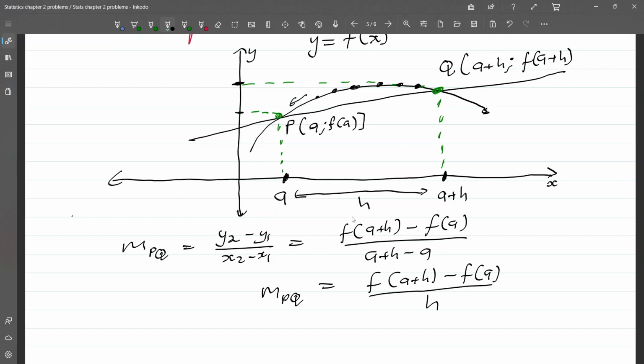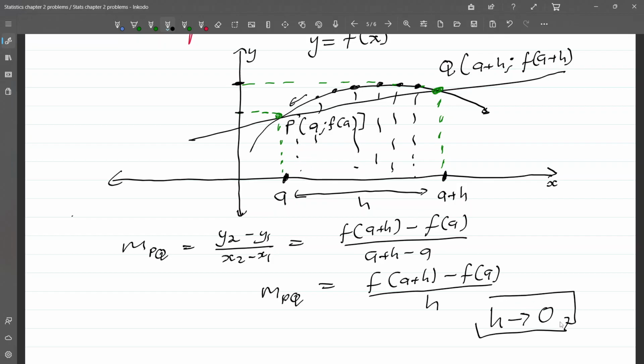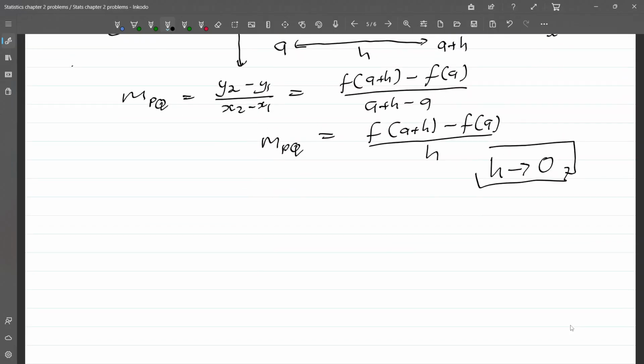So what happens to our value of h when Q moves close to P? When point Q moves close to point P, our h approaches what? It approaches 0. Because if you can check now, h decreases. Now h decreases further, and so on and so on, up until 0.